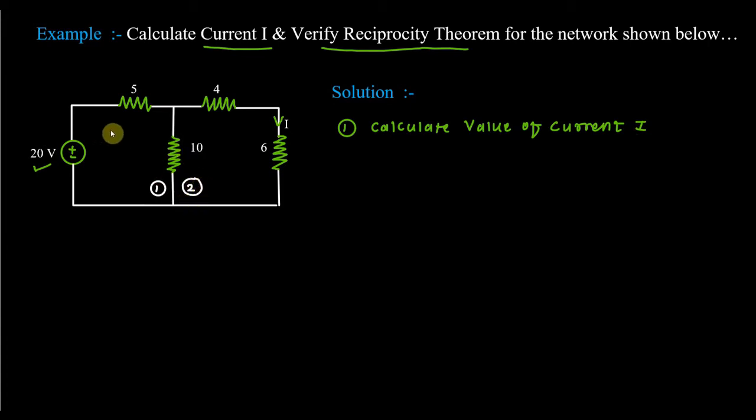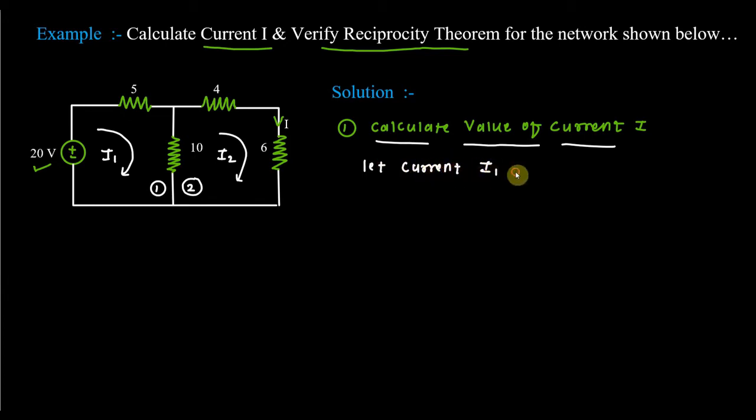Now after that, I will assume the currents. The current in the first mesh is I1 and the current in the second mesh is I2. You can see that this I2 and this I are the same, so our aim is to find I2 only. No need to calculate I1. So let the currents I1 and I2 be the mesh currents. This we have assumed and marked in the network: I1 is the current flowing in mesh 1 and I2 is the current flowing in mesh 2.